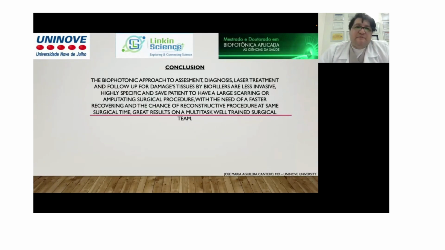So the conclusion is that the photonic approach to assess, diagnose, treat with laser, and follow up the tissues that were damaged by the biofiller is less invasive, highly specific, saves patients from having a larger scar, and gives us a chance to make the reconstruction during the same surgical time. But it has to be a multidisciplinary team in which everyone has the knowledge, not only of the multispectral image, but also of the Doppler image interpretation.